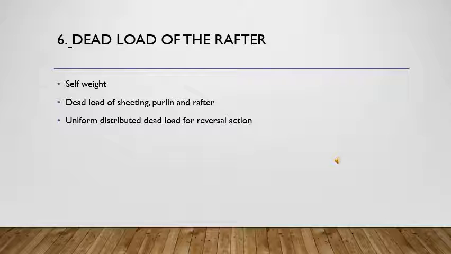Because the self-mass of the rafter is 22.2, the dead load of the rafter can be calculated. Then, combine the dead load with sheeting and purlin. After that, calculate the uniformly distributed dead load for reverse action.